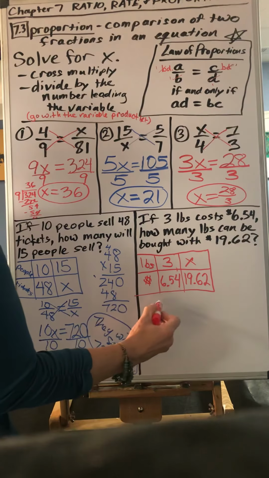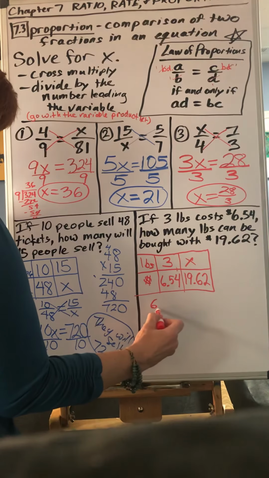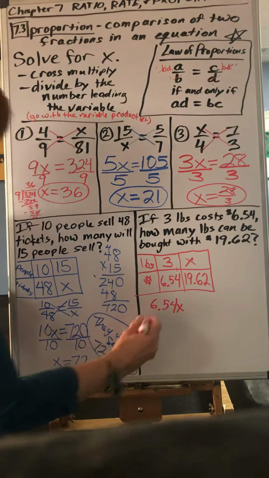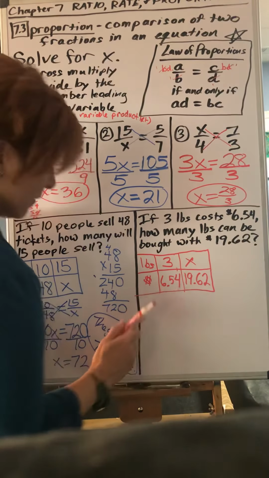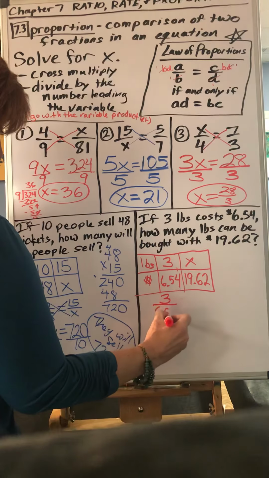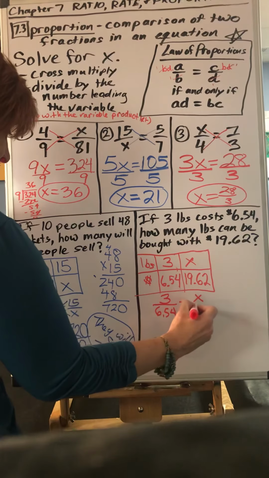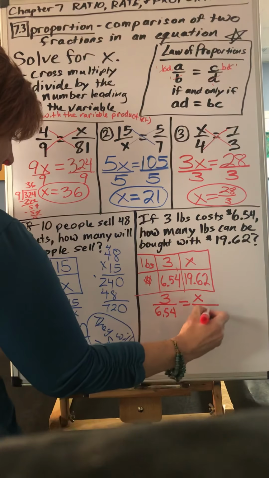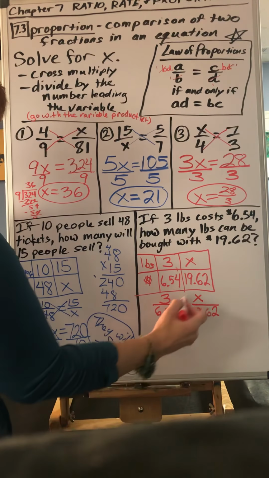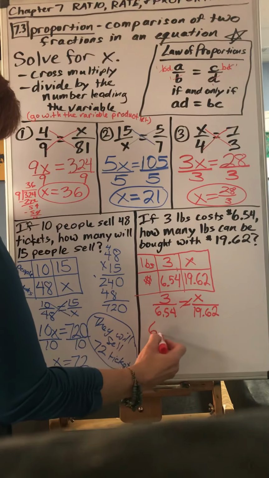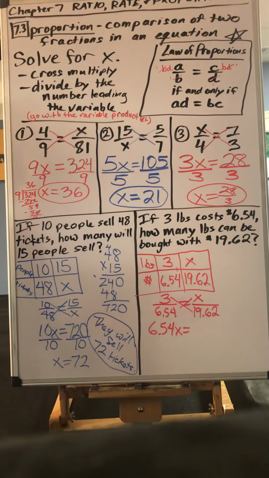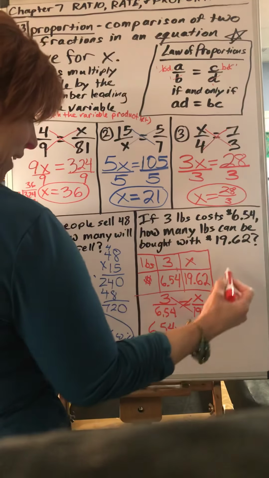So now we're going to cross multiply. 654x, I'm sorry, I jumped the gun there. Let's write the proportion. 3 is to 654 as x is to 1962. Okay, so now we're going to have to cross multiply. 654 times x, well, that's 654x. 3 times $19.62, I don't know off the top of my head.